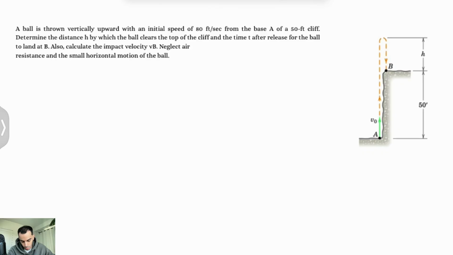We're going to be solving another question from the dynamics part of that textbook. We have a ball that is thrown vertically upward with an initial speed of 80 foot per second from the base A. The ball is thrown up vertically from A, and it's going to land at point B. The question is asking us to determine the distance which the ball clears at the top of the cliff.